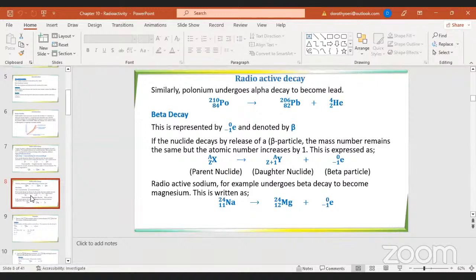Let's go and use the real equation. We have sodium there. Sodium decays by releasing a beta particle, which is represented by 0, -1. And then we form magnesium 24, 12. If you add, your left-hand side should be equal to the number on the right-hand side. I am moving on.